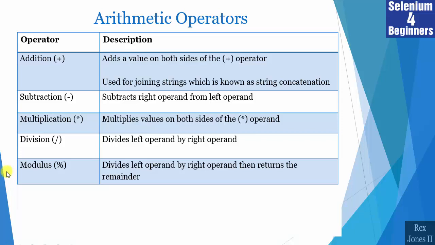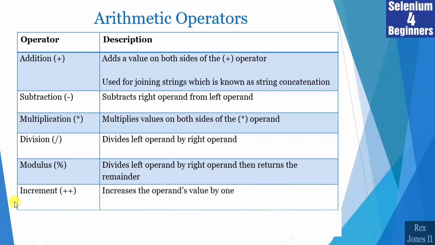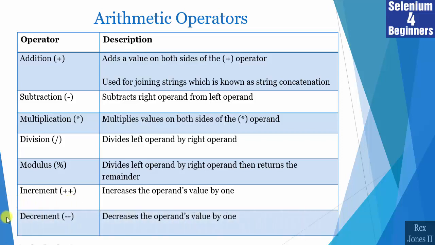However, we use an increment operator, which increases the operand's value by 1. This operator adds 1 to the value. That's why we see 2 plus symbols. A decrement operator decreases the operand's value by 1. We can use the increment and decrement operators as pre or post. Pre-increment and pre-decrement places the plus or minus symbol in front of the variable name. Post-increment and post-decrement places the plus or minus symbol after the variable name.